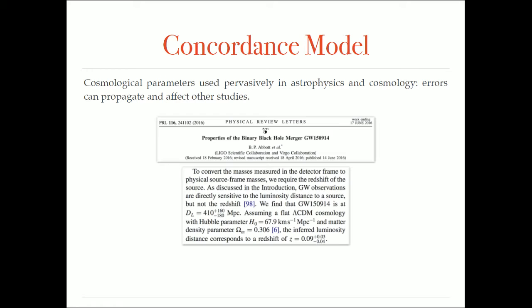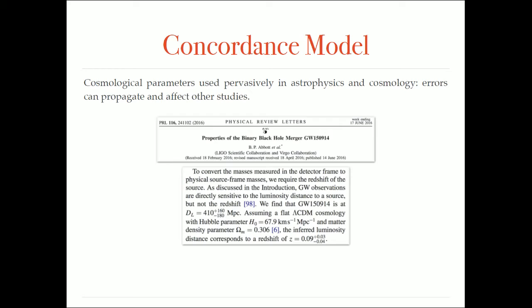What you cannot work out is the redshift. And you need the redshift in order, for instance, to calculate things like the rest mass of the components of the binary in the rest frame, basically. Because what you get from the waveform is the redshifted mass. And so in order to get a redshift from this luminosity distance, they have to assume a cosmology.